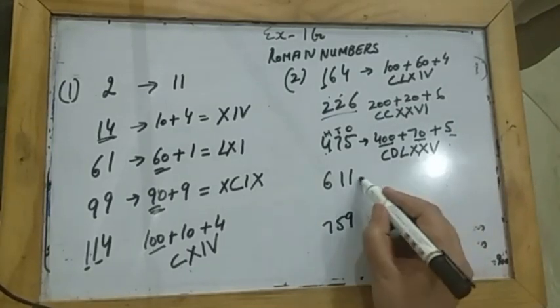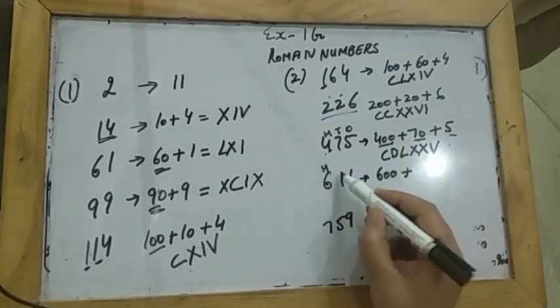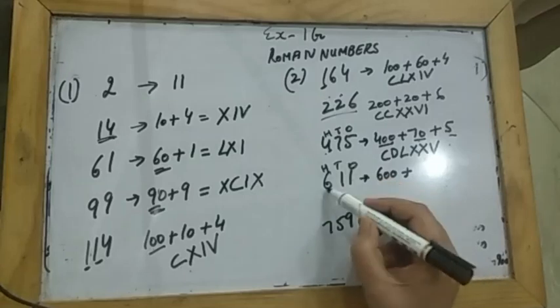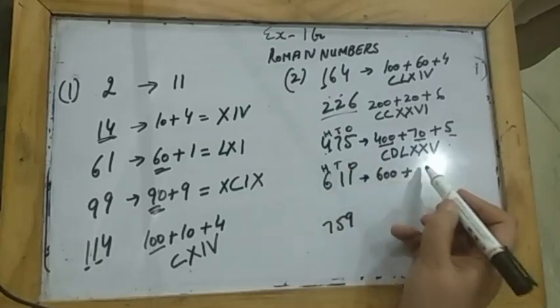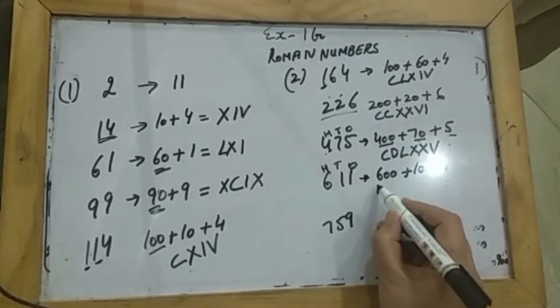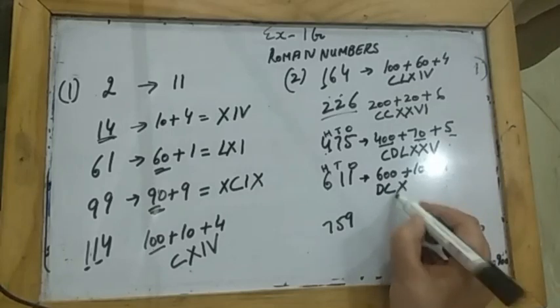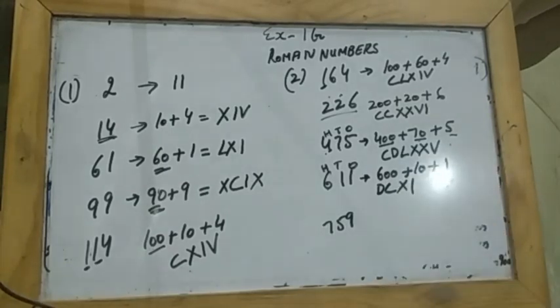Now 611. 600, this is 100th place, this is 10th place, 1st place. 600, 10 plus 1. So 600 is 500 plus 100. So 600 plus 10 is like this, and 1 is like this.